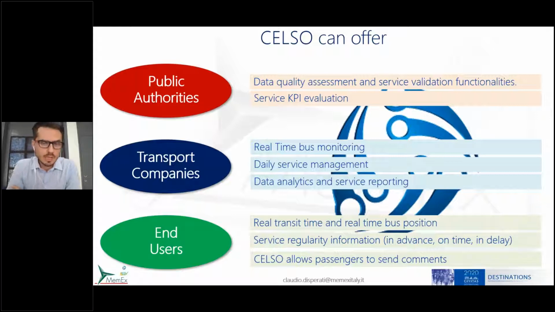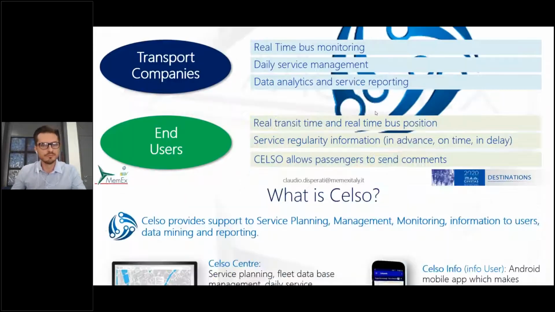For the end user, CELSO gives the possibility to know the real transit time and the real-time bus position at each bus stop, and to have information about the service regularity, as for example if the bus is in advance, on time, or in delay. And CELSO also allows the passenger to send comments and feedback to the transport company.